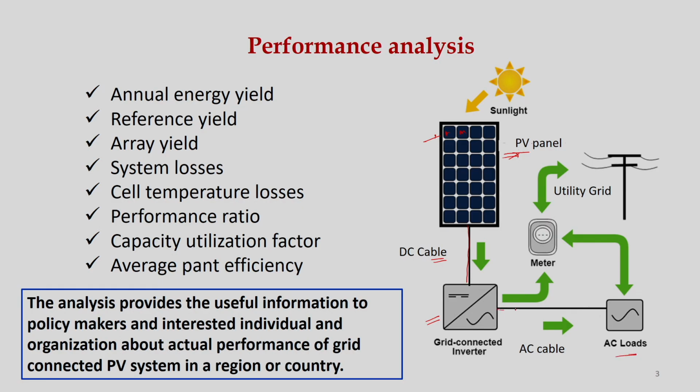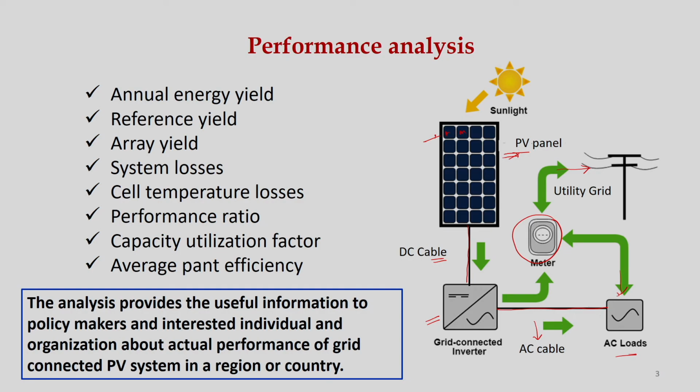We need to transfer this energy through cables, and these cables are known as AC cables. And also we have a meter. Suppose we are not using the generated energy, then what can we do? We can give the generated energy to the utility grid, and maybe at night when demand is there, we can take it back from the grid. That way we can use this grid connected PV system.